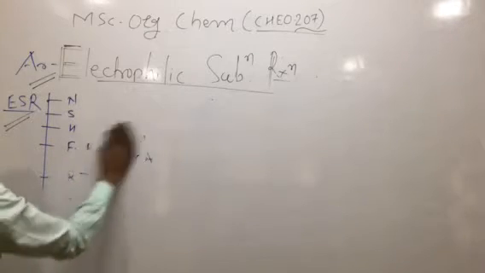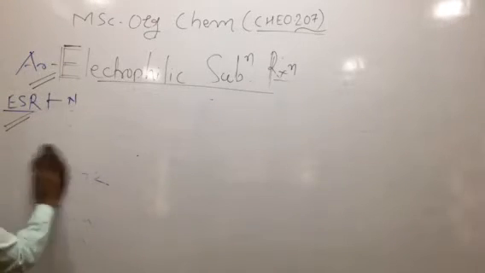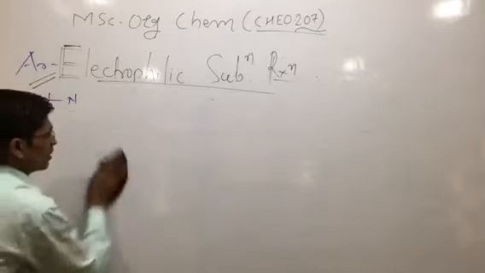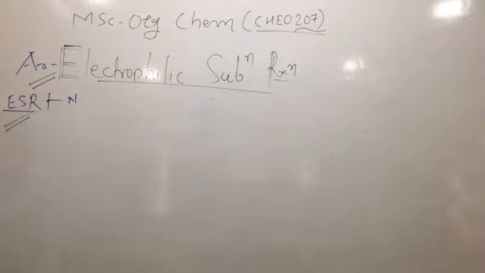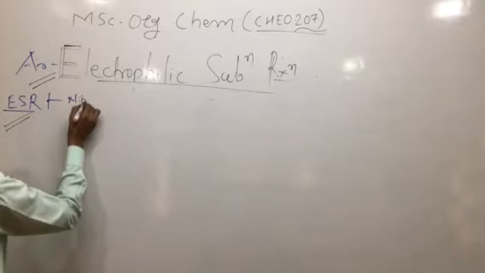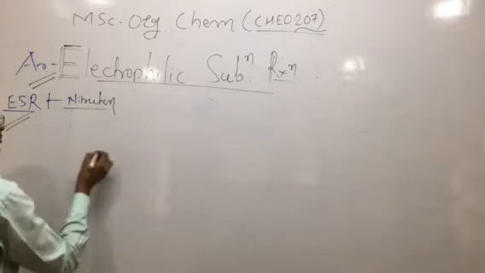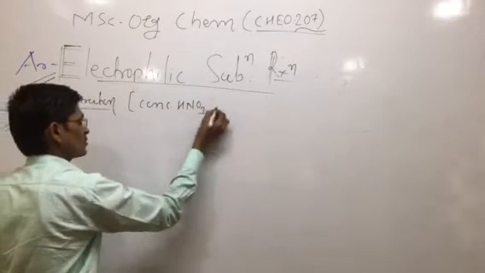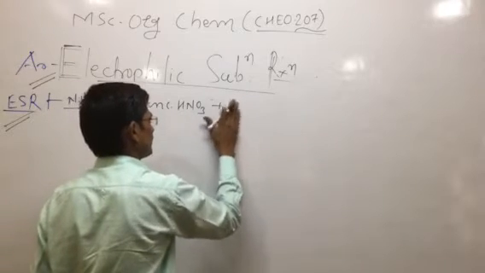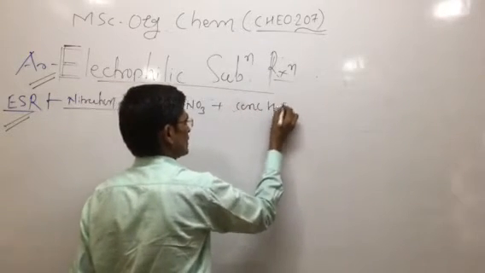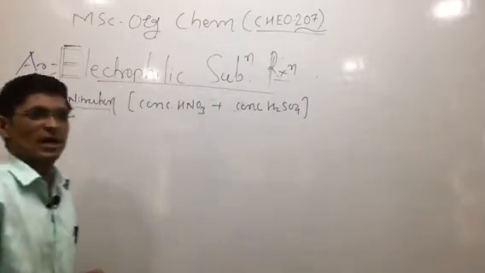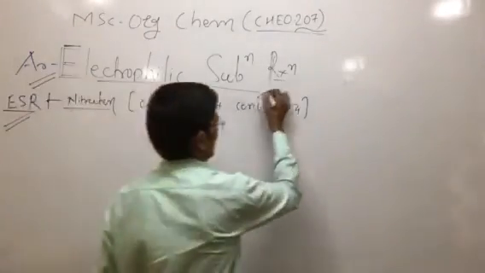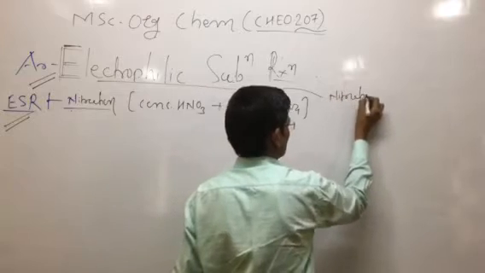Here we are discussing the first reaction, that is what? A nitration reaction as a part of electrophilic substitution reaction. So what is the electrophilic substitution reaction here? That is nitration. So the mixture of concentrated nitric acid and concentrated sulfuric acid, so this is called as the nitrating mixture. This is known as nitrating mixture. इसको nitrating mixture कहा जाता है.